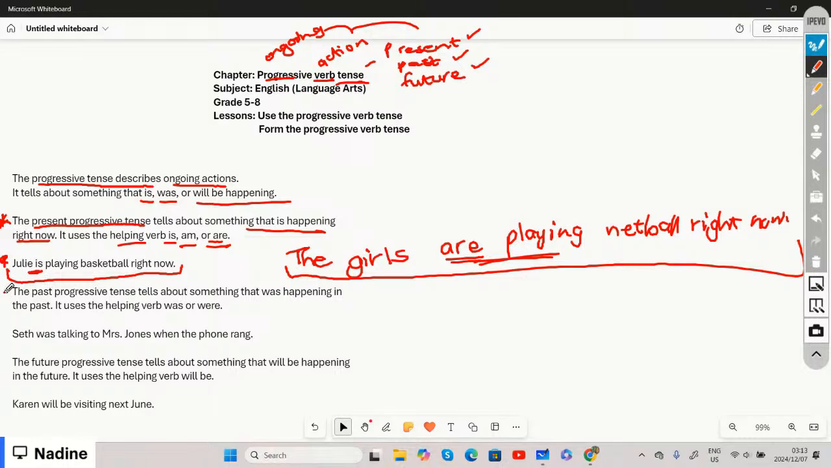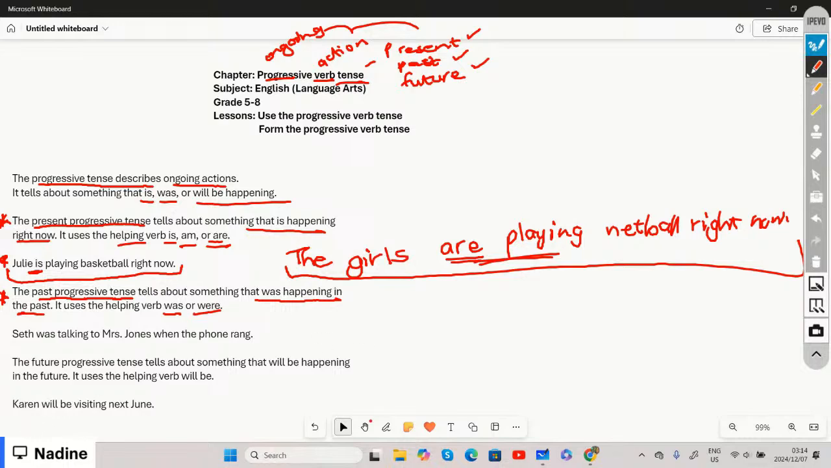The next one is the past progressive tense. The past progressive tense tells us about something that was happening in the past. It uses the helping verb was, or it uses the helping verb were. And we write that helping verb in front of our actual verb, our main verb.